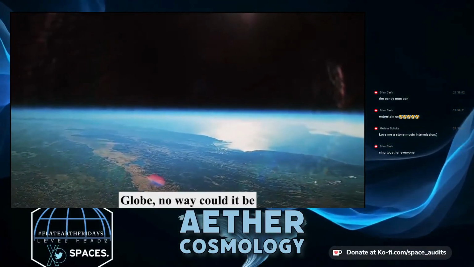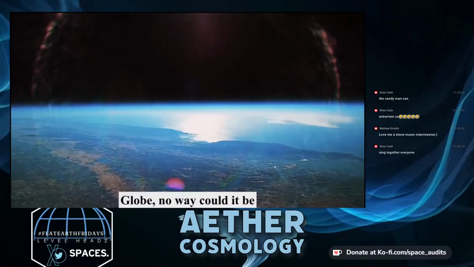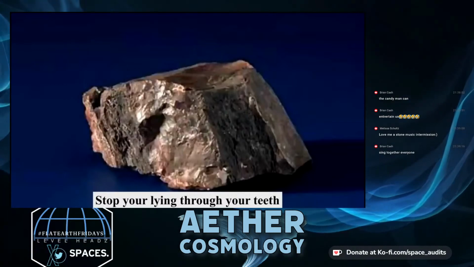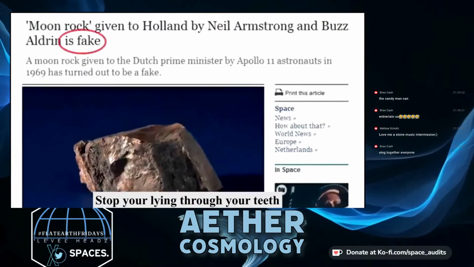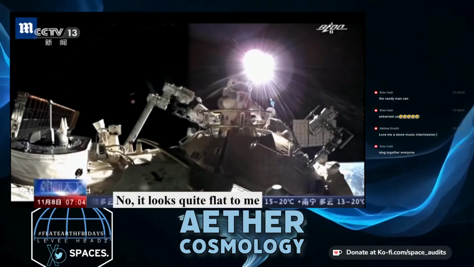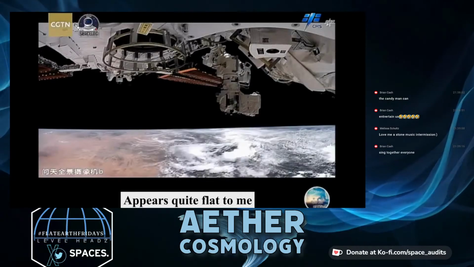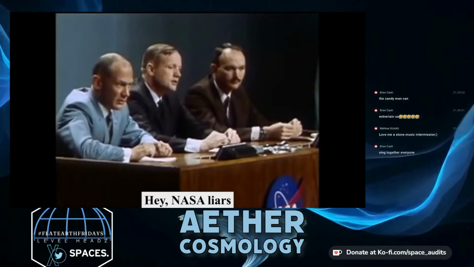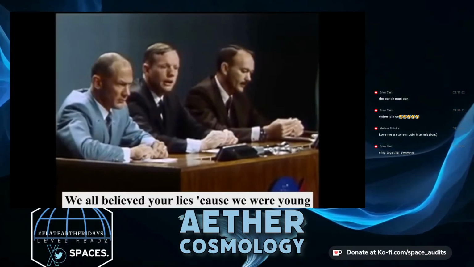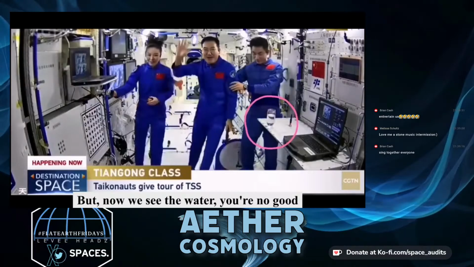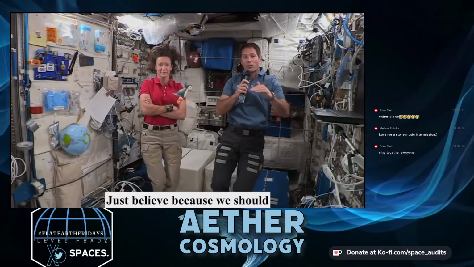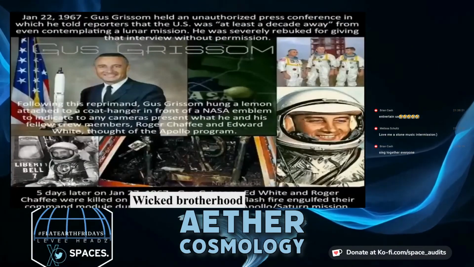Globe, no way could it be. No controlling how we think. Stop your lying through your teeth. No, it looks quite flat to me. Appears quite flat to me. Hey, NASA liars, your deception spread so far. We all believed your lies 'cause we were young, but now we've seen the water. You're no good. Just believe because we should. Wicked brotherhood.